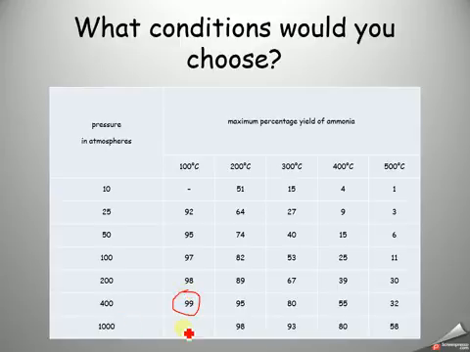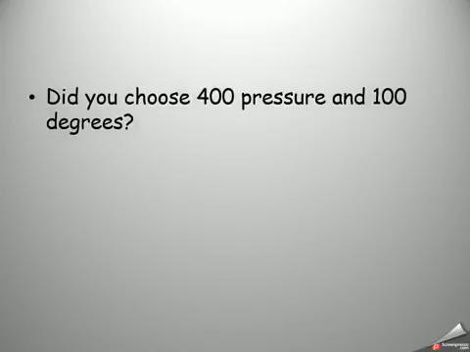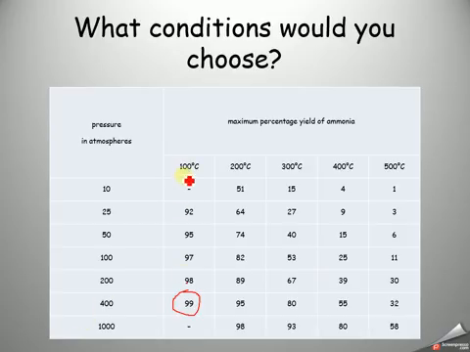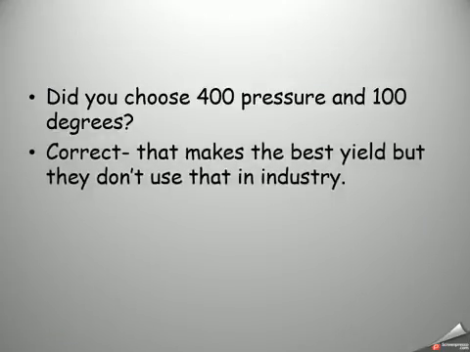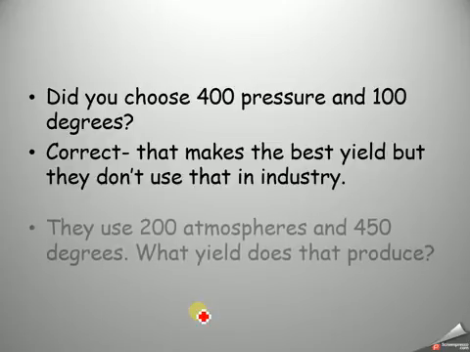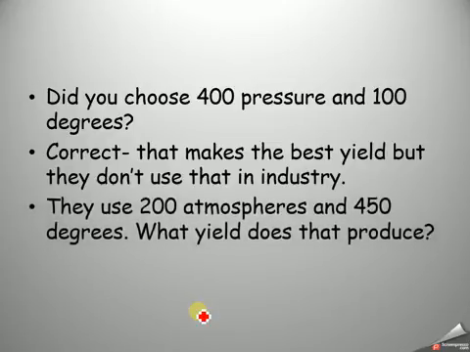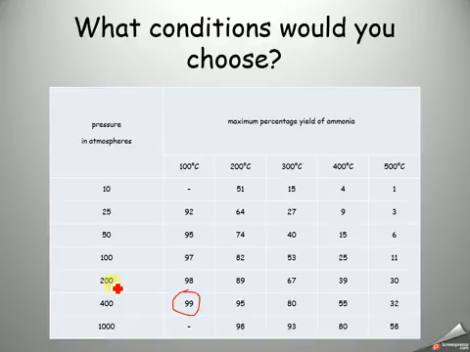Even though it gives the highest yield. Why? Because it gives us the highest yield, but a really, really slow reaction. It's really slow. So what we actually use, did you pick 400 and 100 degrees? We did. We picked 100 degrees and 400 pressure to give us 99% yield, but we don't use that. Instead, we use 200 atmospheres and 450 degrees, which is in between here.